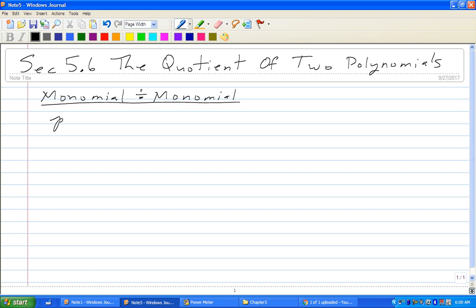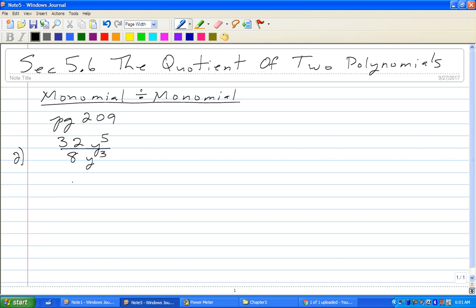So let's do, on page 209, let's say problem number 2. In exercises 1 through 30, find the quotient. Okay, so let's do that. So I have 32 y to the 5th divided by 8 y cubed.